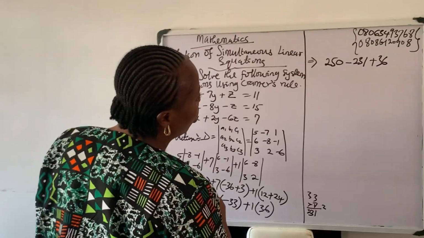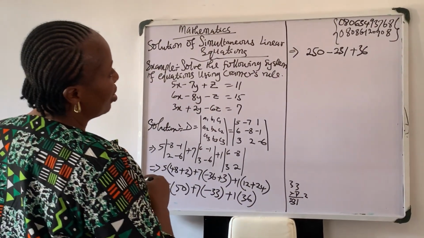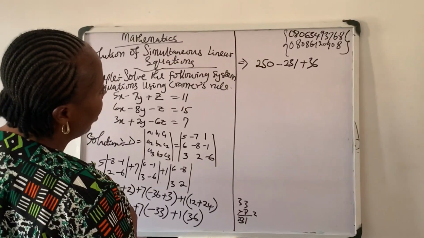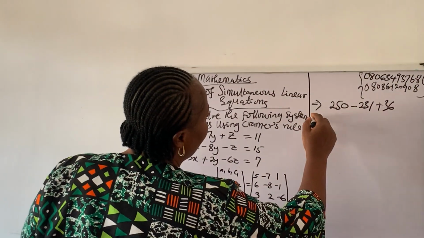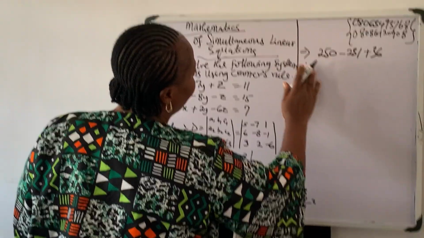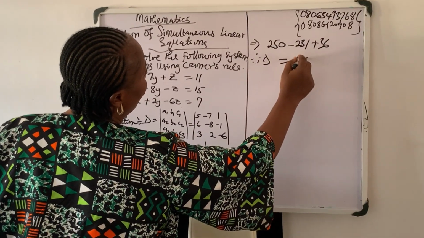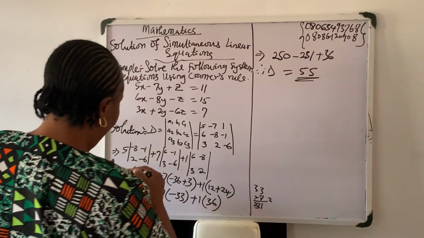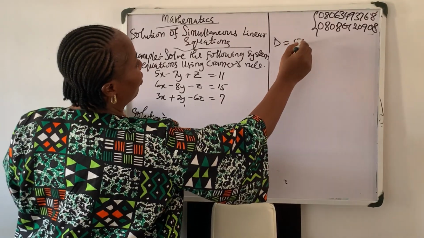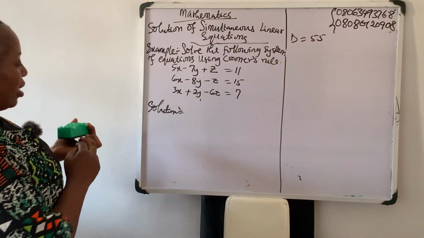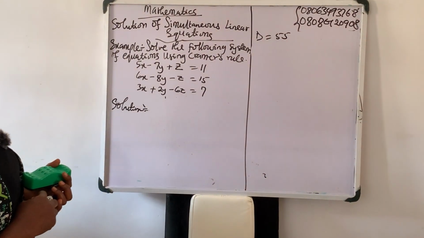Now, 250 minus 231 will give us 19. Therefore, our D is equal to 55. Our D is 55. The next is to get our D1, which is x.